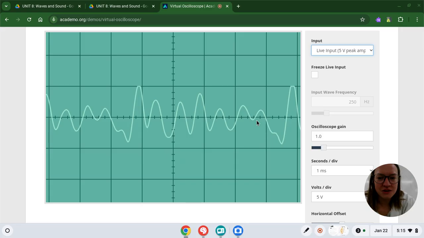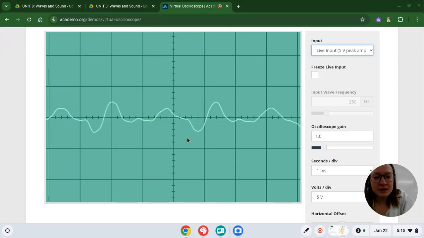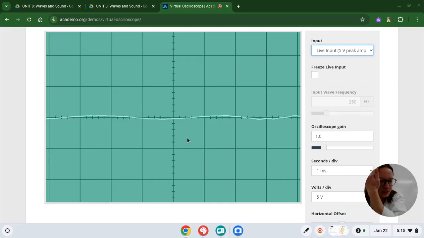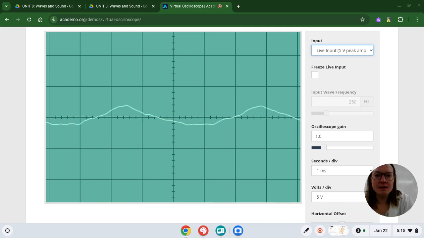Today what we're going to talk about is why these waves look the way they do, and why some instruments sound different than other instruments, and how you can account for those kinds of things. Today, we're talking about the physics of music.